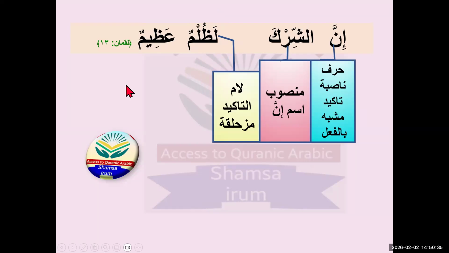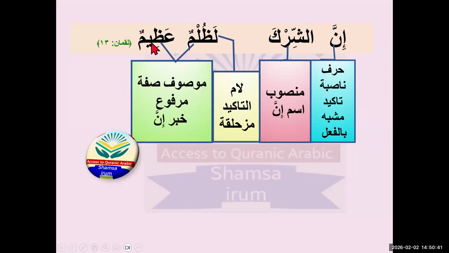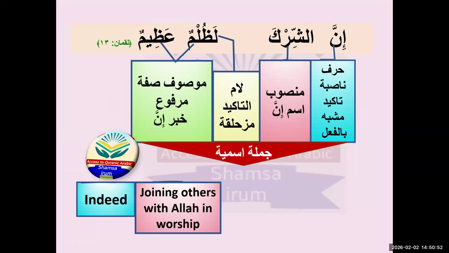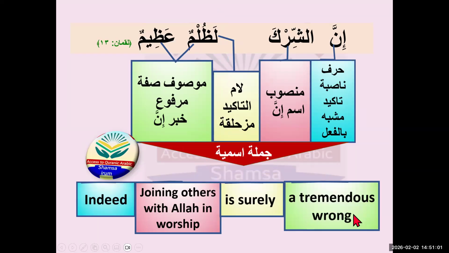Zulmun azimun. If I ask you what compound is this, which phrase is this, I hope you will tell me quickly that it's mawsuf sifa, it's a descriptive phrase, it's marfu because it's khabru inna. It becomes a jumla ismiya. Now move on towards the translation. Indeed, joining others with Allah in worship is surely a tremendous wrong, or you can say that associating others with him is a terrible wrong.